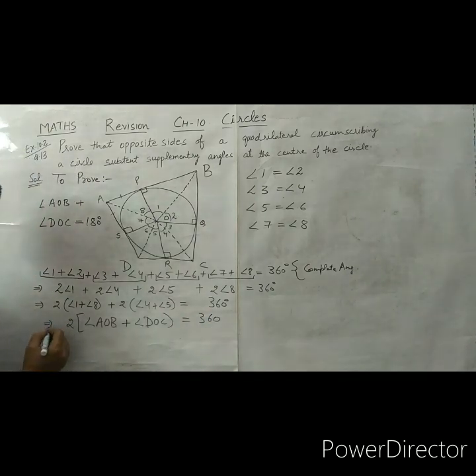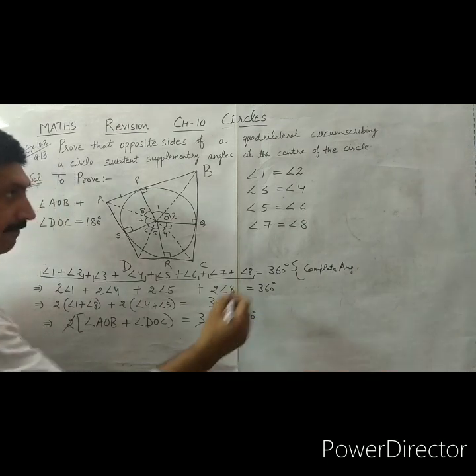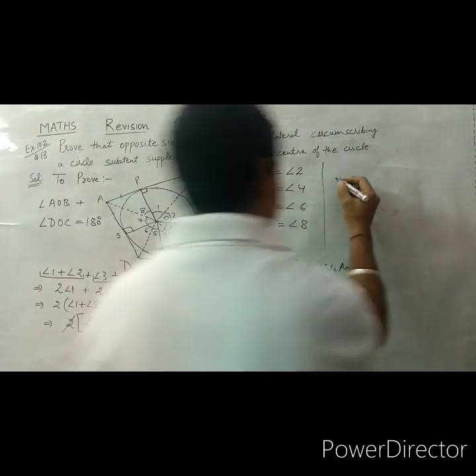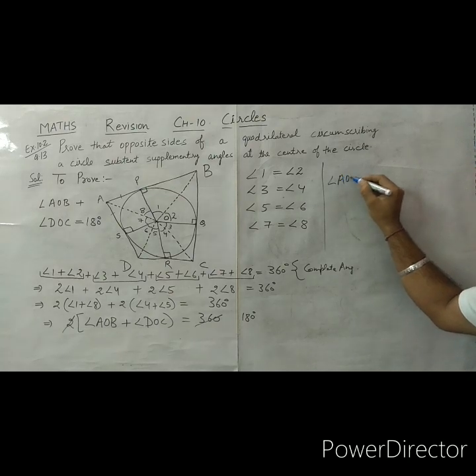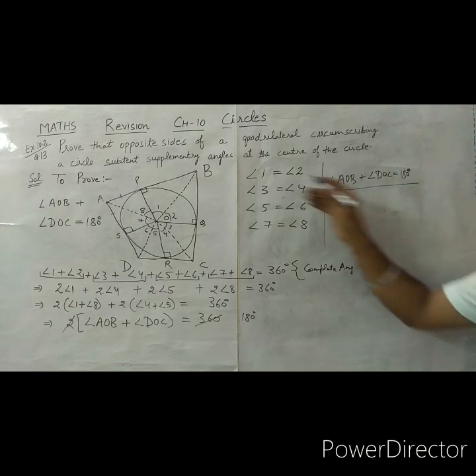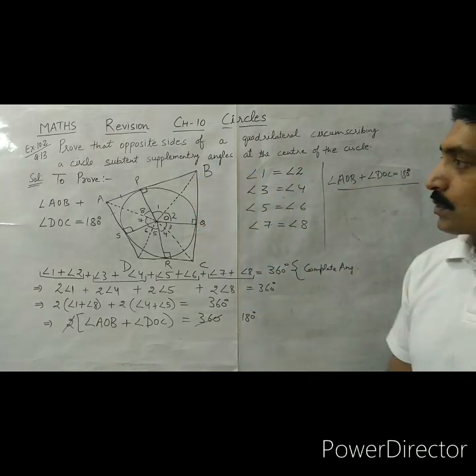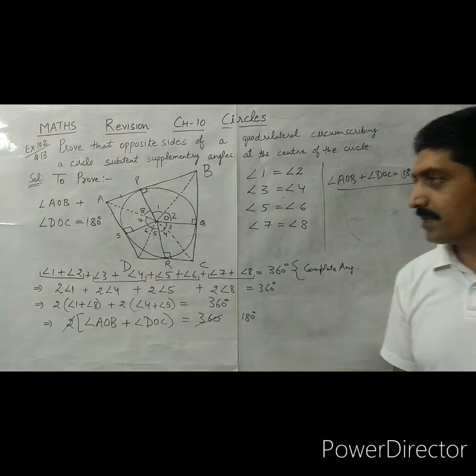So this implies that further we have angle AOB plus angle DOC is equal to 180 degrees. So this is the question. So we are applying the concept of the pair of tangents here.